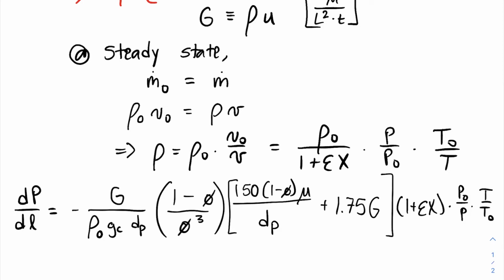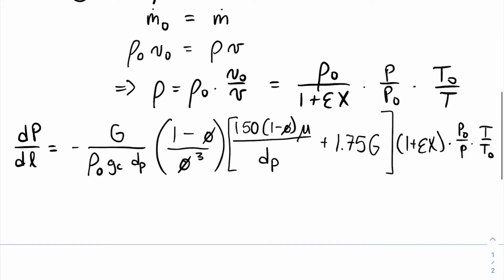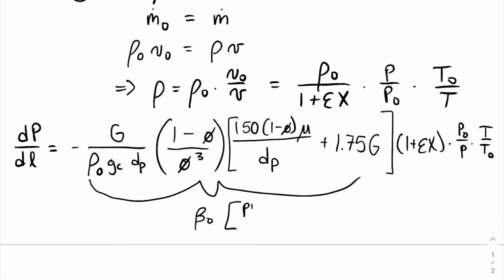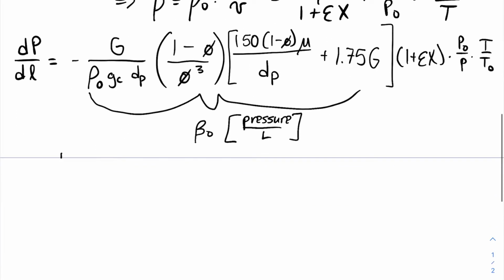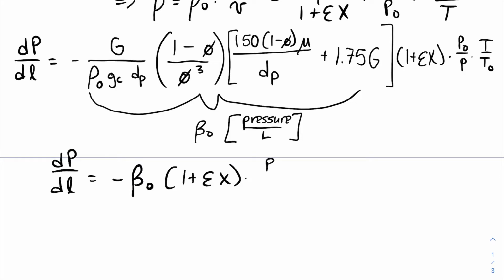Okay. Now what they've done in the book is just called this whole constant here beta naught, which is in units of pressure per length. This is helpful, it helps simplify the equation down. So now it's just going to look like dP/dL is minus beta naught times 1 plus epsilon x times P naught over P times T over T naught.